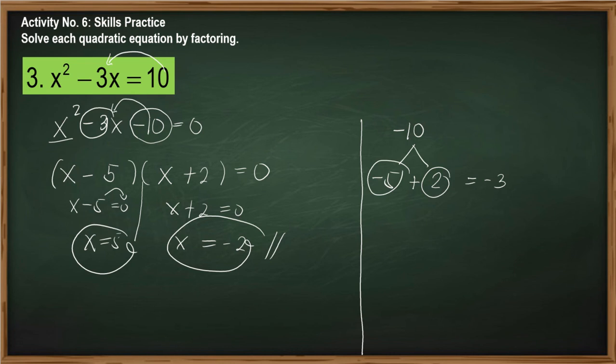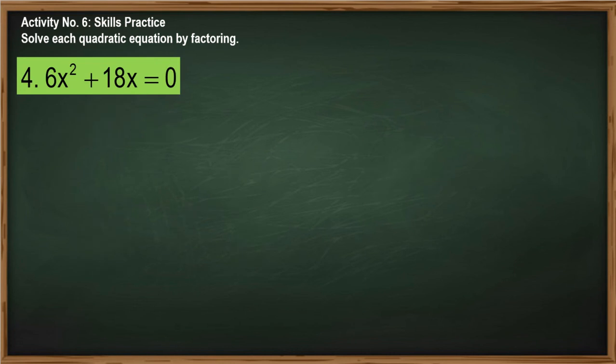Okay, let's have item number 4. Second to the last item. Pause this video and then solve it. And then play it when done. So, let's solve. Okay, we have a binomial in which they have common factors. The common factors of 6 and 18 is obviously 6. Okay? How about x squared and x? Ang common factor nila ay 6. Okay? Ano kaya ang ating factor dito?